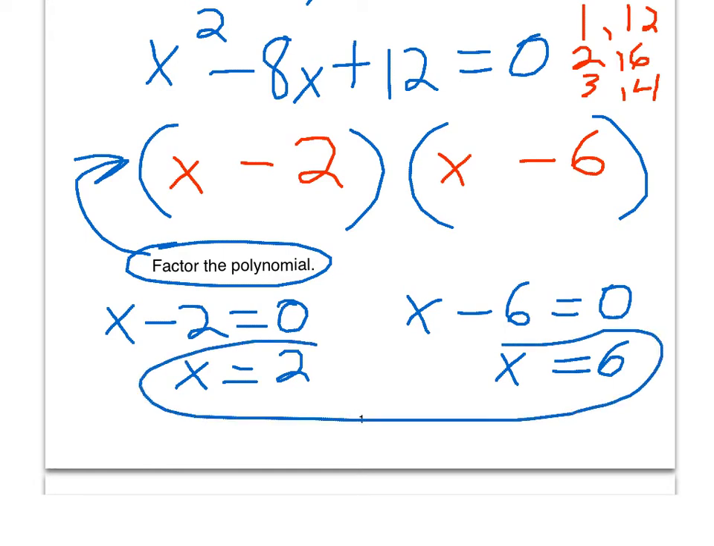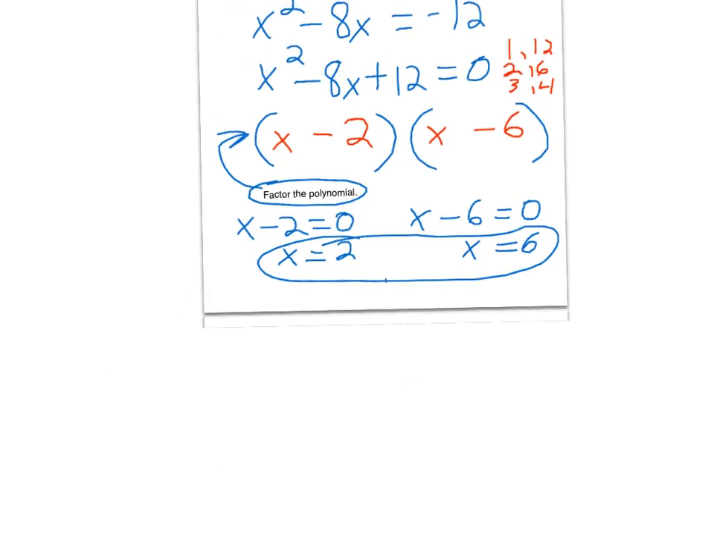You can check them by plugging them separately back into the original equation. You can also check, if you're worried about your factorization, by multiplying your factors back together, and that will check to see if your factorization is correct. Now let's try another one.